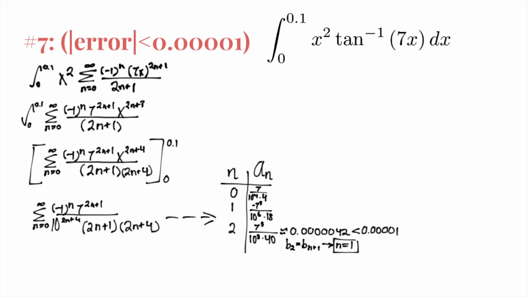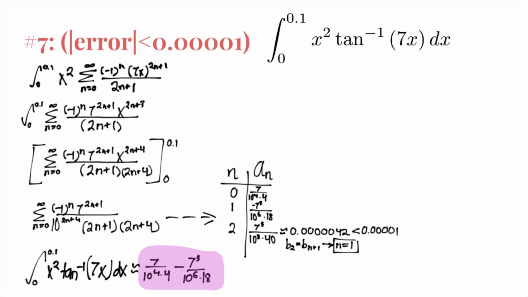When we create this chart right here, we see that each of the values is going to give us greater than the error we want until we get to n equals 2, and that's going to give us less than the error. So we know that we're going to need to use n equals 0 and n equals 1 added together to give us the partial sum that's going to give us the error that we want, or less than the error that we want, I should say. And that's going to be 7 over 10 to the 4th times 4 minus 7 cubed over 10 to the 6th times 18.